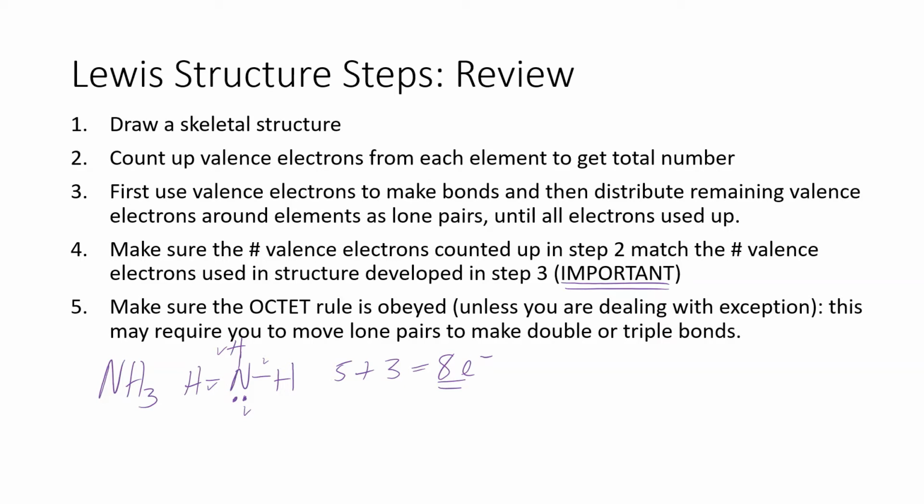Okay, so another thought. Have we obeyed the octet rule here? Well, let me rewrite this so we can see this a little more clearly. We certainly have obeyed the octet rule. We have 8 electrons in total surrounding our nitrogen. So these are the basic steps.